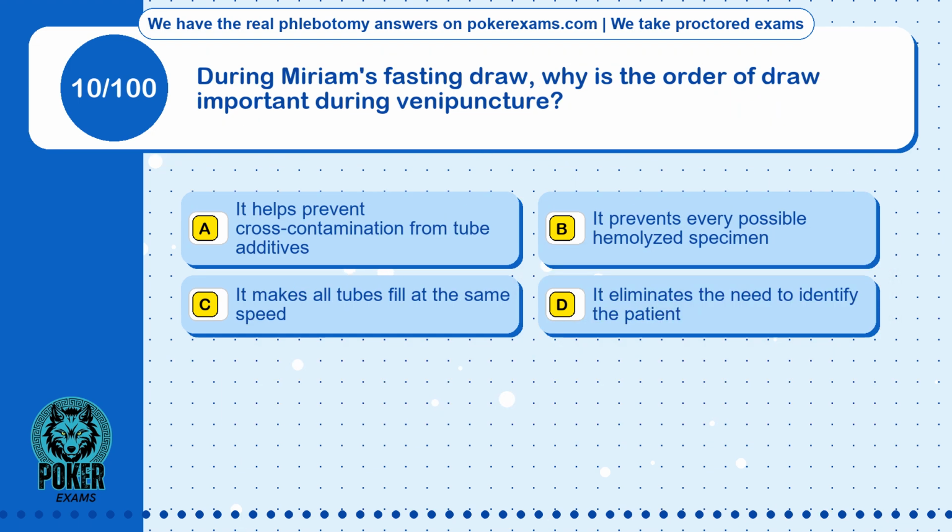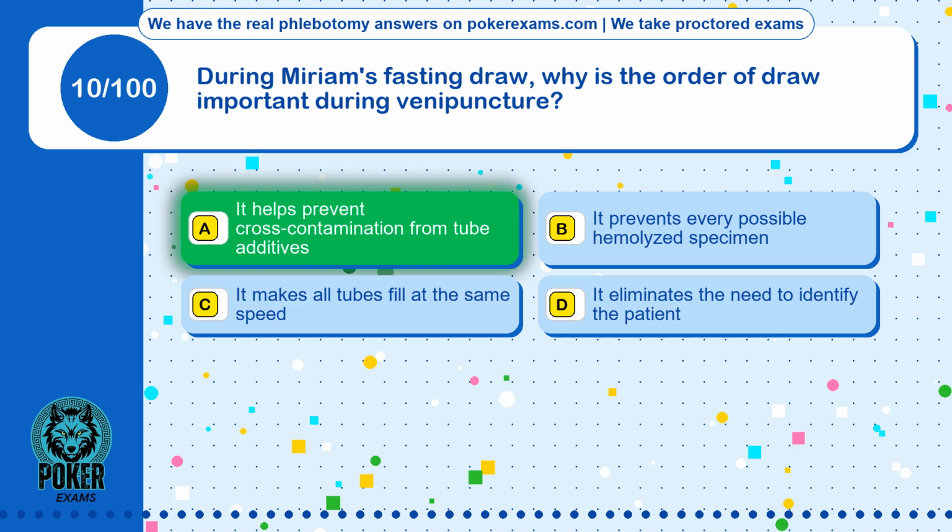Question 10. During a fasting draw, why is the order of draw important during venipuncture? Option A. It helps prevent cross-contamination from tube additives. Option B. It prevents every possible hemolyzed specimen. Option C. It makes all tubes fill at the same speed. Option D. It eliminates the need to identify the patient.